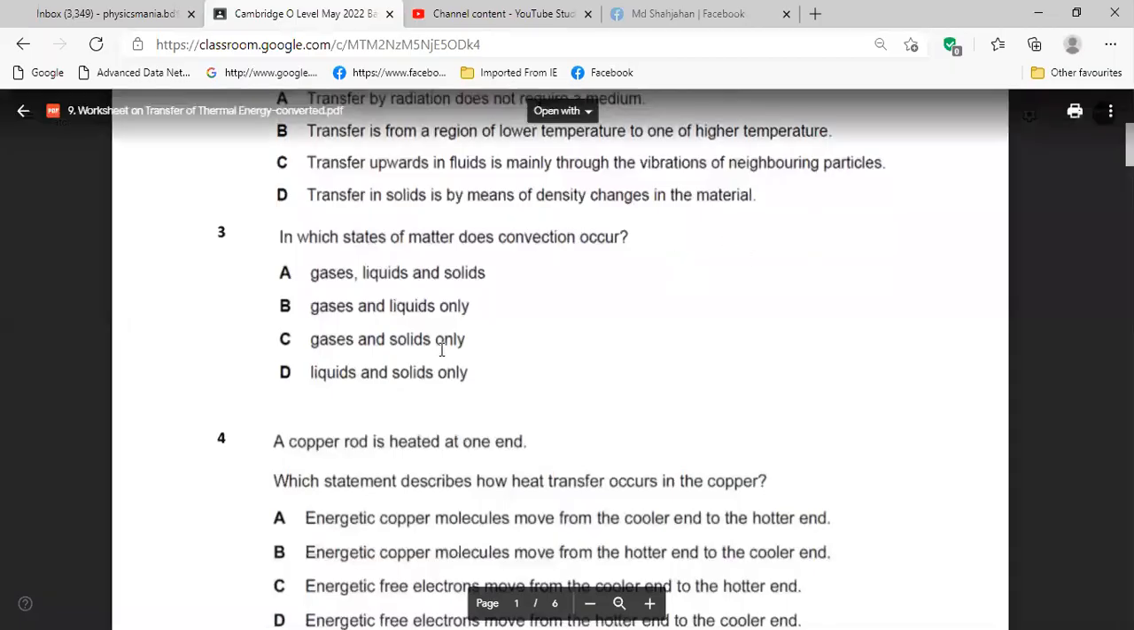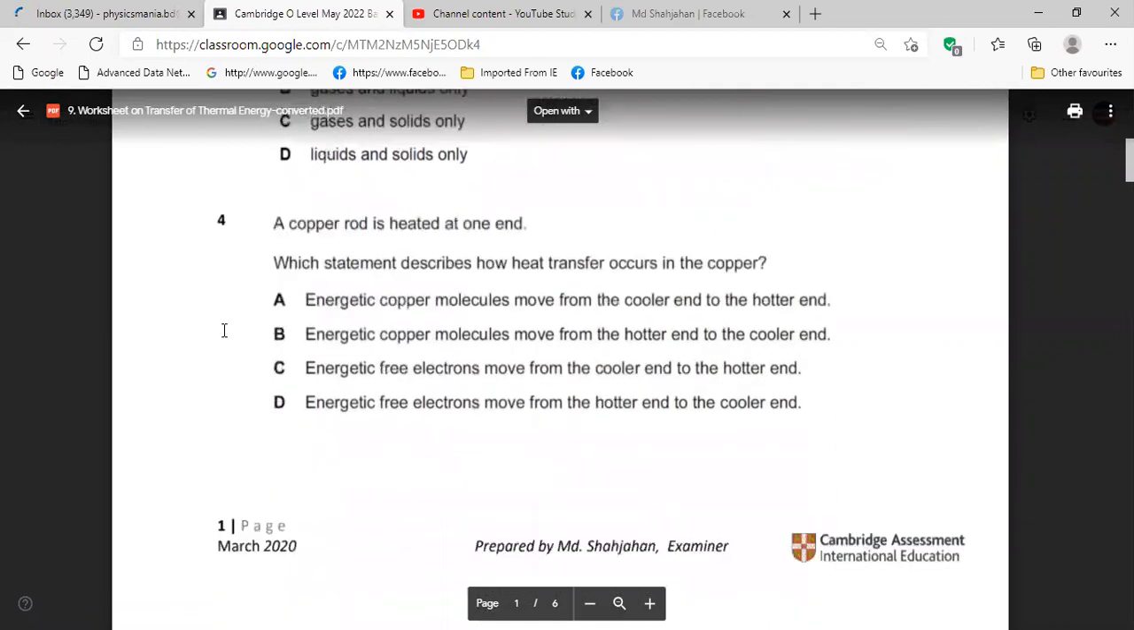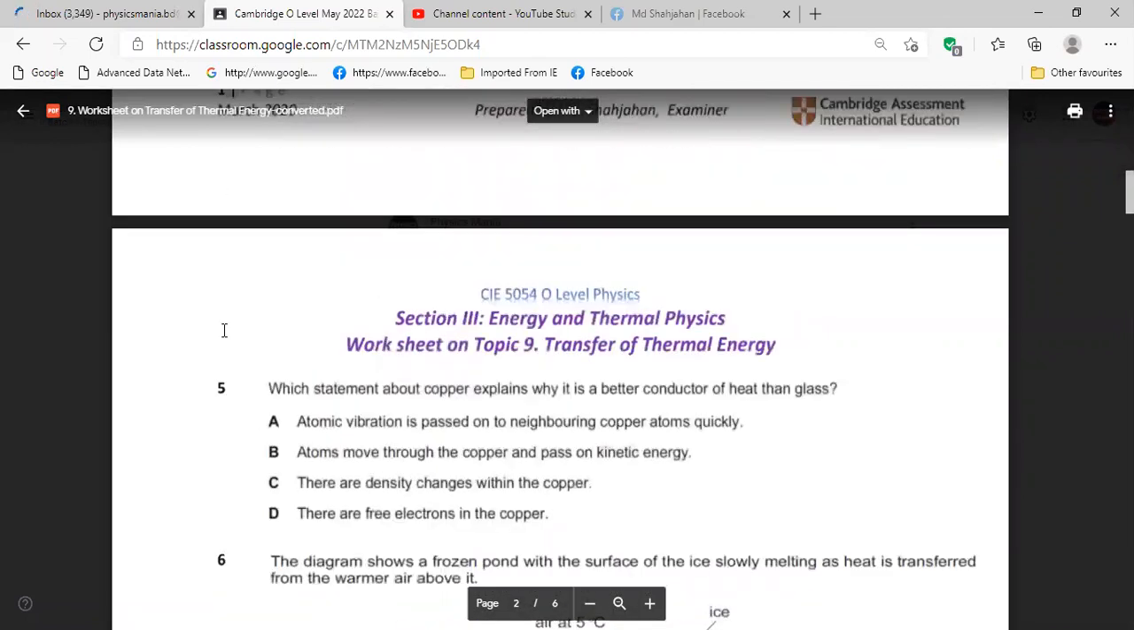Sir, MCQ 3, 4, and 5. Oh, MCQ 3, 4, and 5 we discussed. Okay, great.